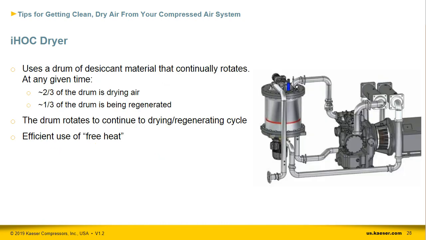At a given time, approximately two-thirds of the surface area of the drum is being used to actively dry wet compressed air, while approximately a third of the surface area of the drum is being regenerated by high-temperature air created by the act of compression within the compressor itself. The drum continually rotates to expose wet air to fresh desiccant material and to regenerate the areas of saturated desiccant. This has proven to be a very efficient use of the heat that already exists within a compressed air system and may otherwise be wasted.